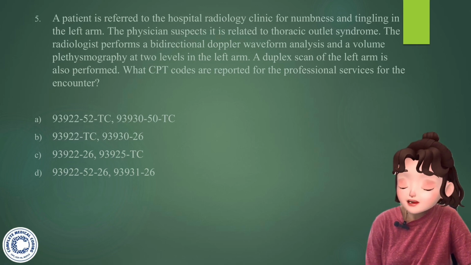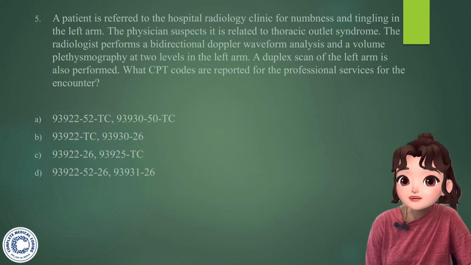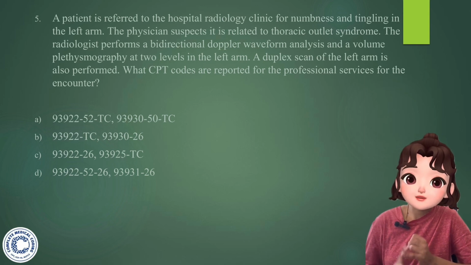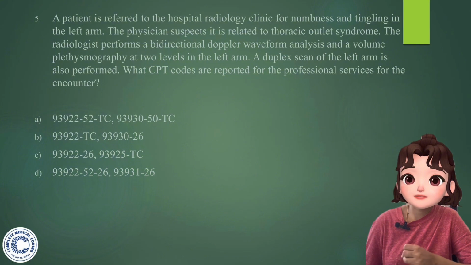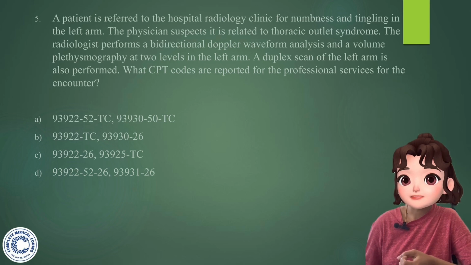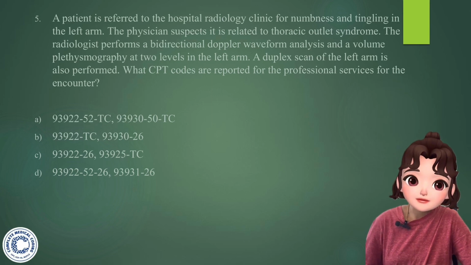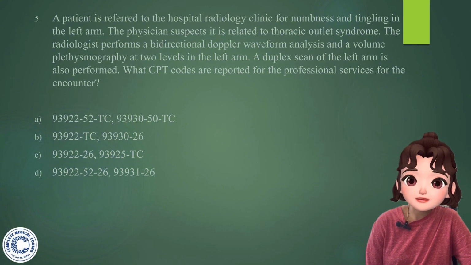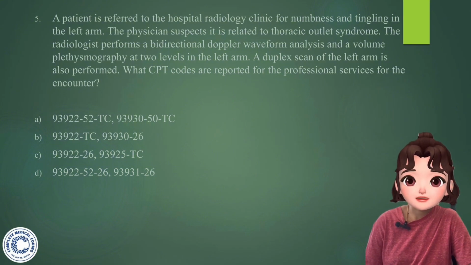So here, what is that? Doppler. What procedure is done here by the radiologist? The radiologist performs a bidirectional Doppler waveform. So that is one procedure. You have to code for bidirectional Doppler waveform analysis and volume plethysmography. All this you have to code, and then a duplex scan. So all these answers should be included in your code.